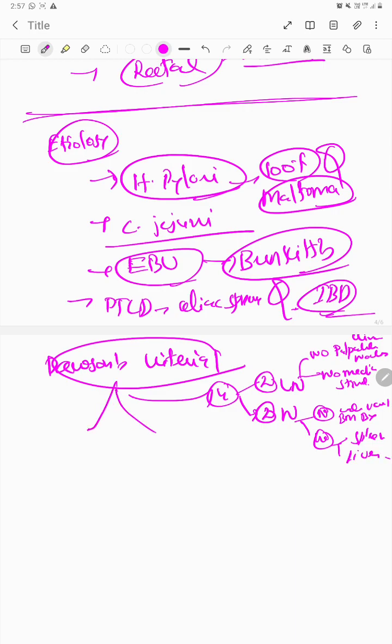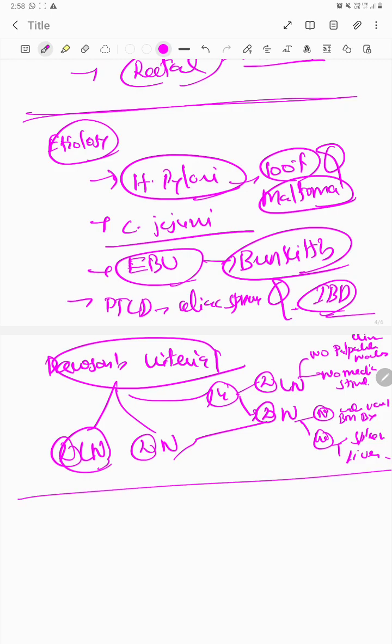So Dawson's criteria, for easy remembrance, you will remember as 2N and 2LN. N is for normal laboratory values like hematological values and normal bone marrow biopsy, and the second N will be for normal spleen and liver, and 2LN will be for the negative clinically palpable lymph nodes and negative mediastinal lymph nodes.